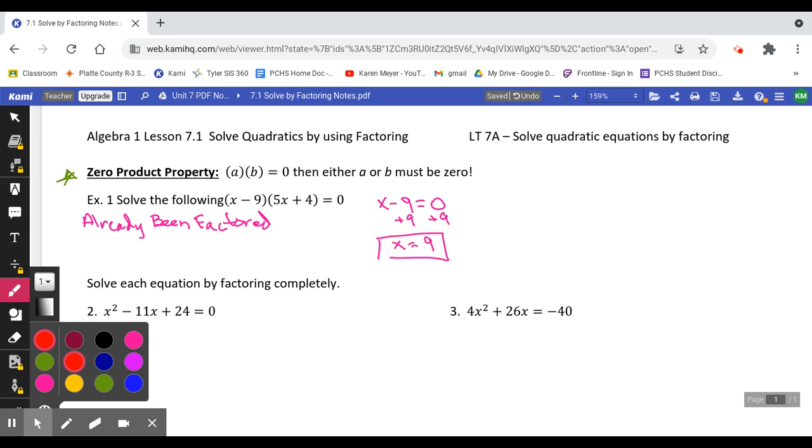That is the only number I could plug into that parentheses that would make it become 0. So now let's do the same thing for the other parentheses. So 5x plus 4 equals 0. Subtract the 4 over. So 5x equals negative 4. Divide by 5. And so we get x to equal negative 4/5. And that is the only number you could plug into that one that would make it become 0.